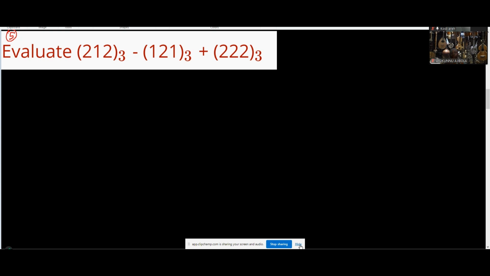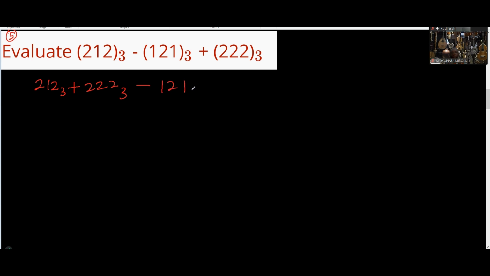So we have another question on this number base. 202, 212 base 3 minus 121 base 3 plus 222 base 3. Let's follow BODMAS. BODMAS says addition before subtraction. So we can say 212 base 3 plus 222 base 3 minus 121 base 3. So let's do this addition first.